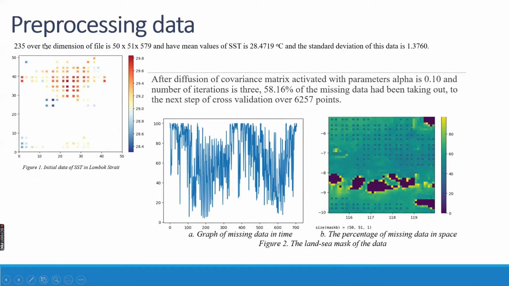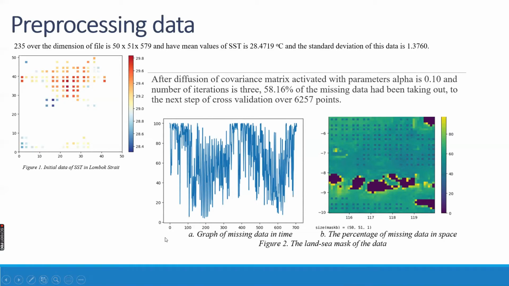After we gain the data, the dimensions of the file are 51 by 50 over 235, and in the temporal data of 579, we get the mean value of the SST is 28.47 degrees Celsius with a standard deviation of 1.37, which is quite good. And after the diffusion and covariance matrix activated with the parameter alpha 0.1, we get the number of iterations is 3.